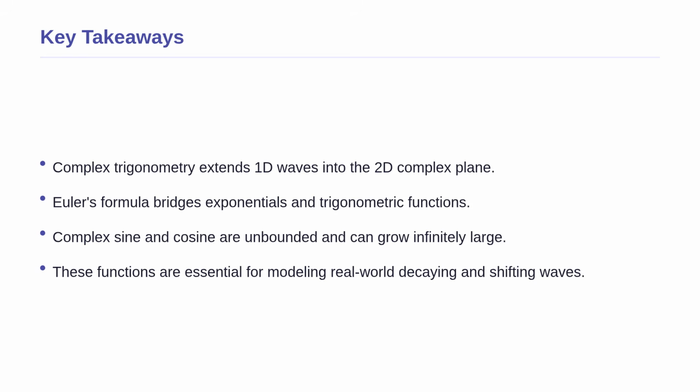We have covered a lot of ground today. Let us reinforce the most important ideas. First, complex trigonometry takes our familiar sine and cosine waves and extends them into a two-dimensional number system. Second, Euler's formula is the crucial bridge, allowing us to redefine these waves entirely as combinations of complex exponentials. Third, because they are built from exponentials, complex sine and cosine are unbounded, capable of reaching any value imaginable. You have now mastered the foundation of complex waves, giving you the tools to analyze real-world systems that decay, grow, or shift in phase. Excellent work.